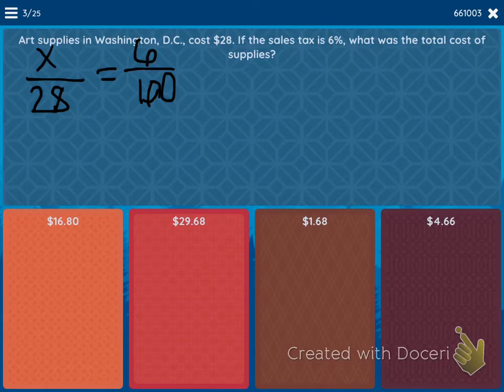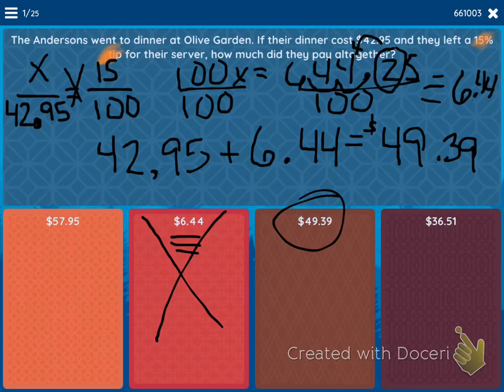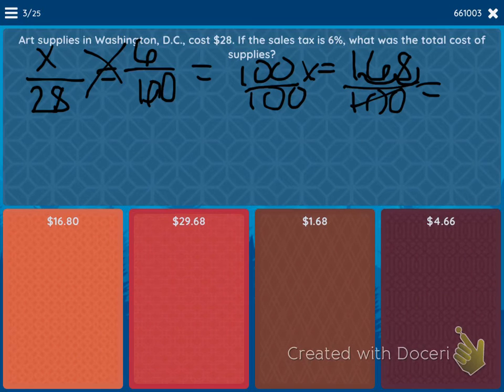And it's x. So just like last time, when we cross multiply, we have 100x is equal to 6 times 28, which is 168. Divide both sides by 100. And we move the decimal 2. So we have 1.68, or $1.68. Again, it's not asking what the sales tax is, so that is not our answer.